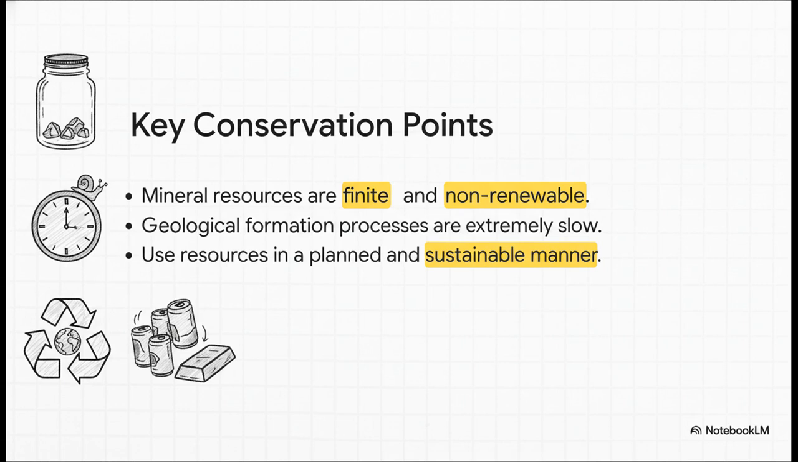First, explain that minerals are finite and non-renewable. Second, mention that they take millions of years to form. Third, and this is the most important phrase the examiners are looking for, emphasize the need for a sustainable path of development. And finally, you can suggest some simple methods like recycling metals and shifting to renewable energy sources.